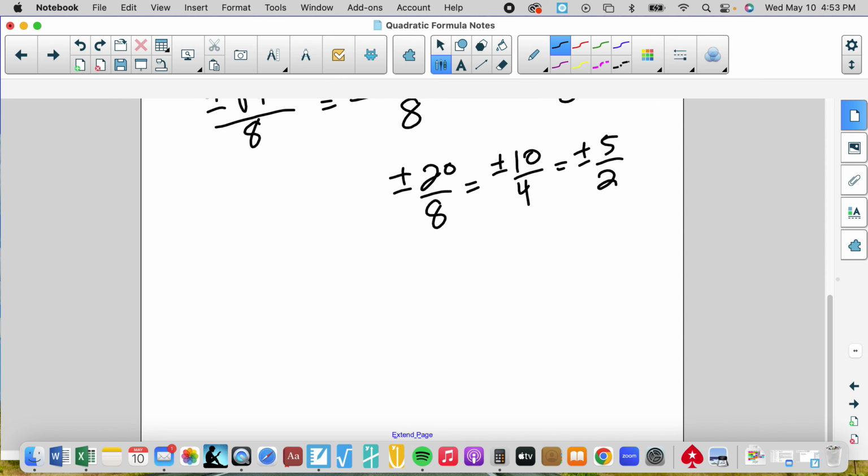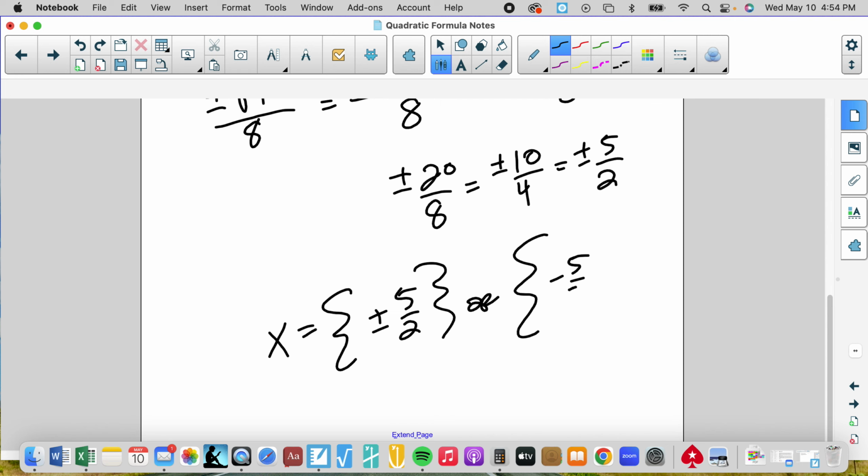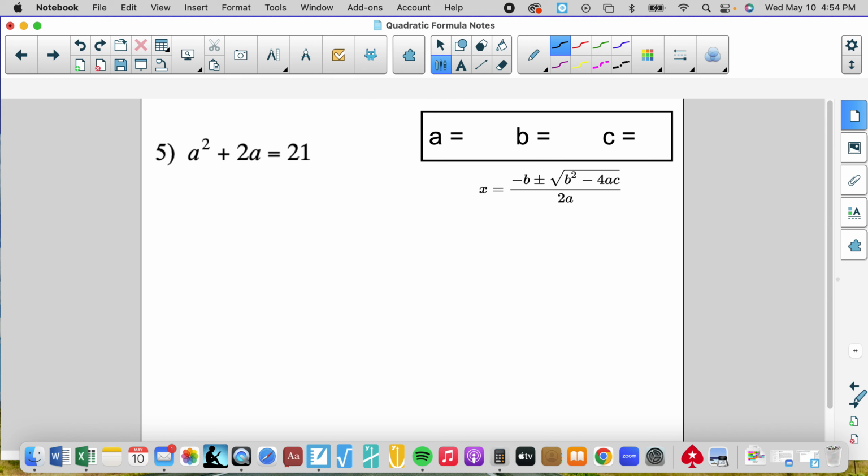So my solution, you can write this two ways. You can write x equals plus or minus 5 halves. Or you can write it negative 5 halves, comma, 5 halves. That's what plus or minus represents. I'll take both of those. I'm 100% confident on that one. That was a good one.